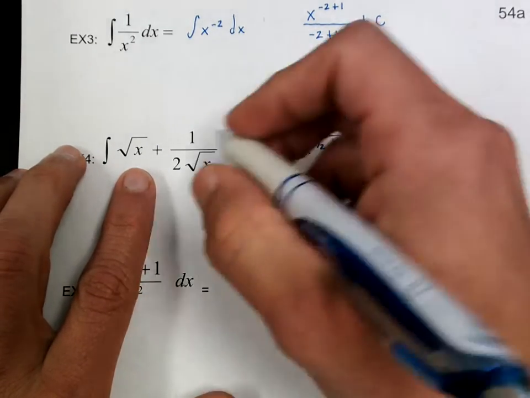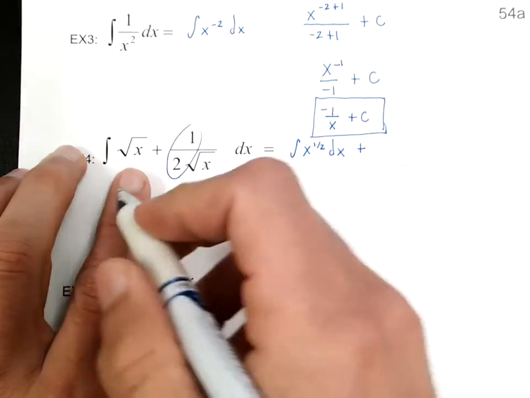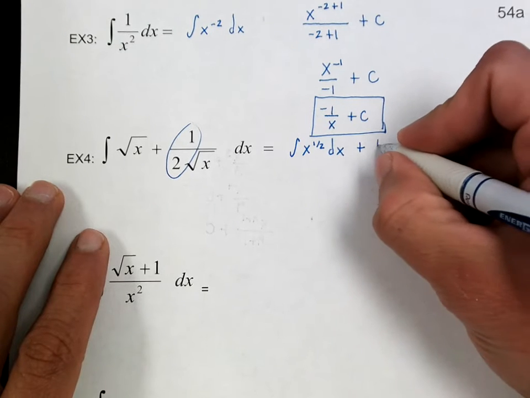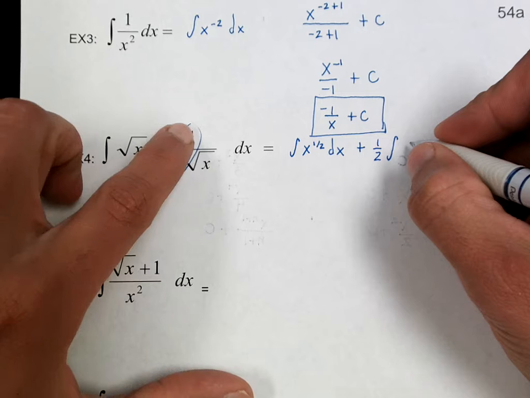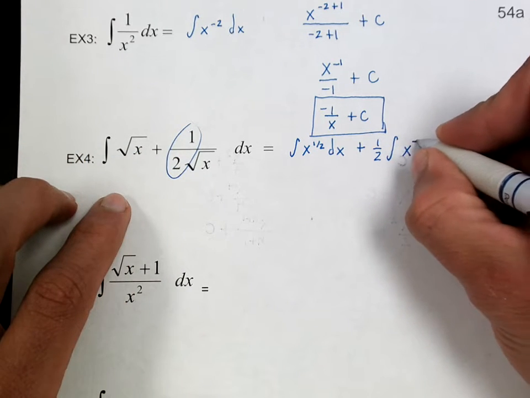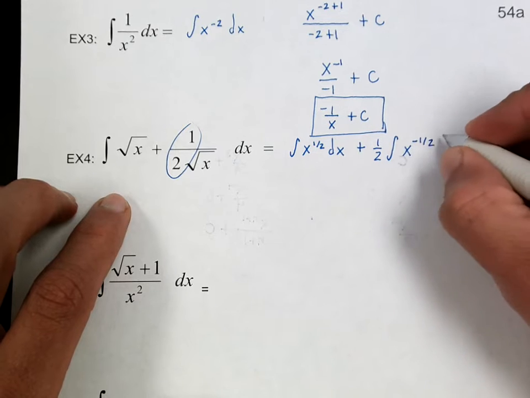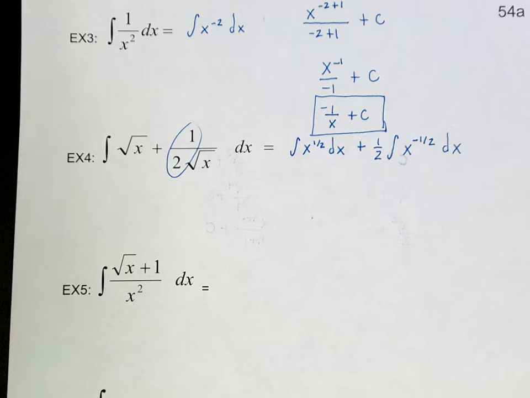And also notice that this right here, this 1/2, is a constant, right? I can actually pull that out. So I'm going to pull that out, and I'm just going to take the integral of 1 over the square root of x, which I can rewrite as x to the negative 1/2. Alright, so this is pretty algebra heavy. Make sure you're ready.